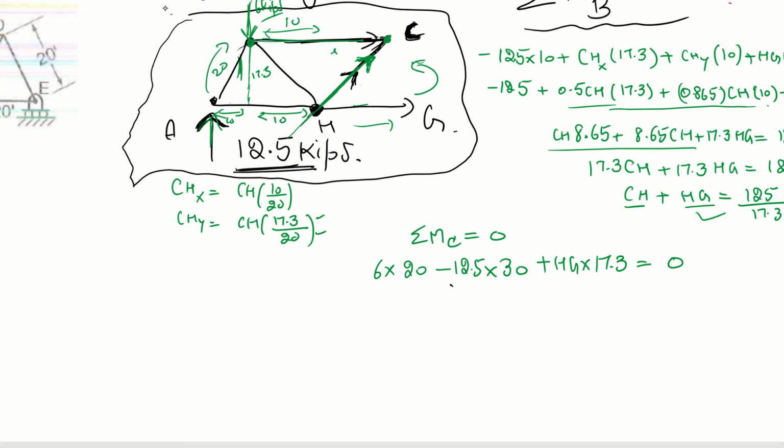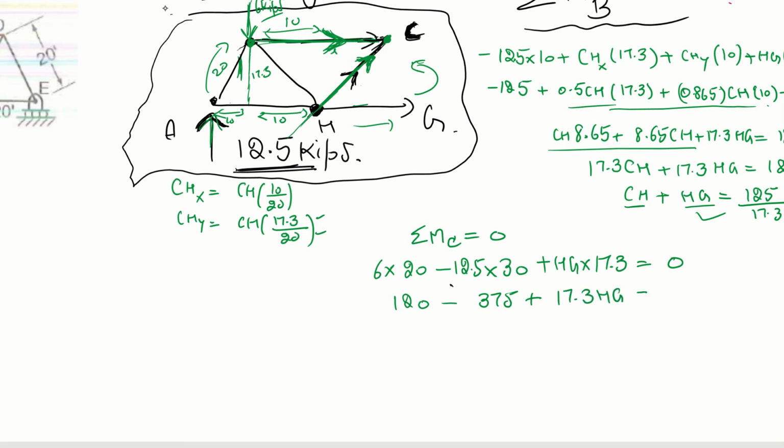And I can't consider this value either, because the line of action is still the same for BC. So BC won't have any perpendicular distance from point C. So this is 6 times 20, this is 120, and this is 12.5 times 30, 450 I guess. I'll still do the calculation, I don't want to make a mistake. This is not 450, this is 375. So it's good that I did the calculation.